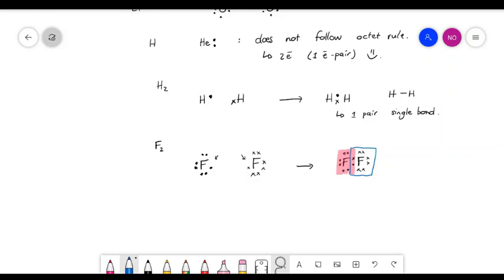How many pairs of electrons do they share? They share 2 electrons, but that's only 1 pair. So in other words, 1 pair of electrons means it's a single bond between the 2 fluorines.